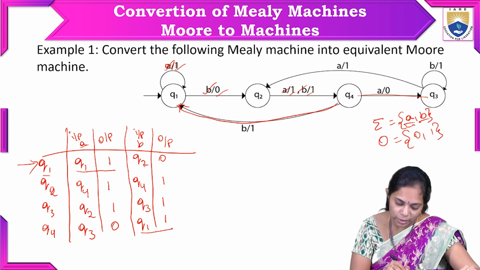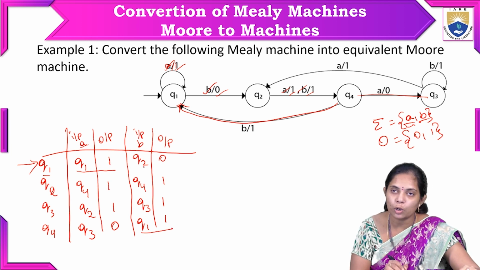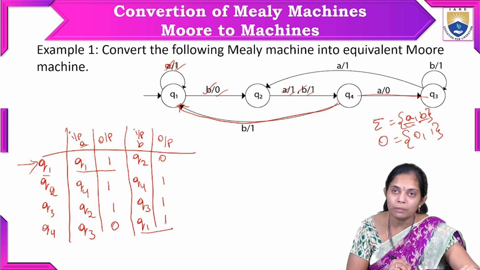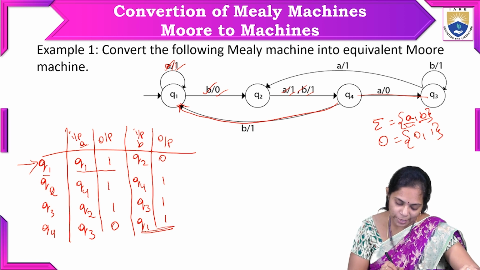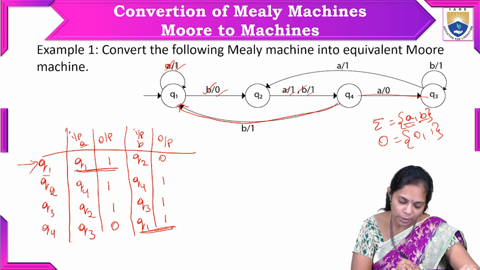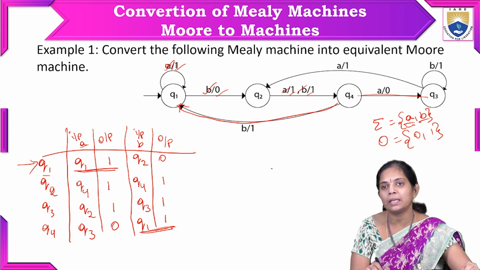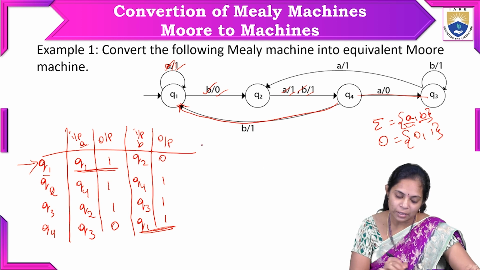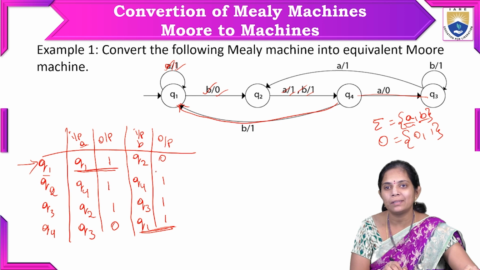No other state gives Q1 the output 0. Let's check: Q1 has only 1. What this represents is that the state has the same output throughout the entire transition table, so it is not going to be split.